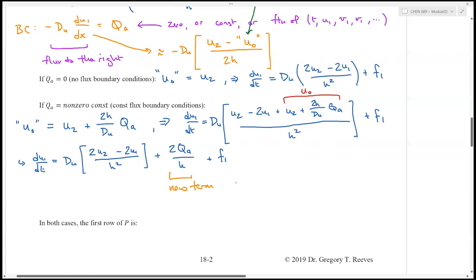And this new term accounts for constant flux. And it only appears in the i equals 1 equation, because that's the only place where this constant flux is occurring at the boundary in that equation. And the other thing that you'll note about this is the first term in the square brackets. This looks the same as the no flux condition.